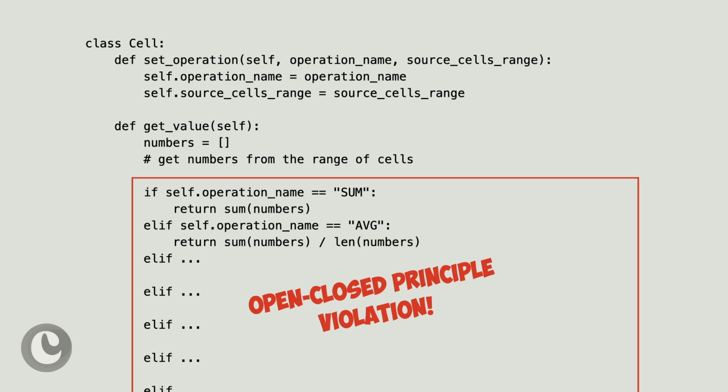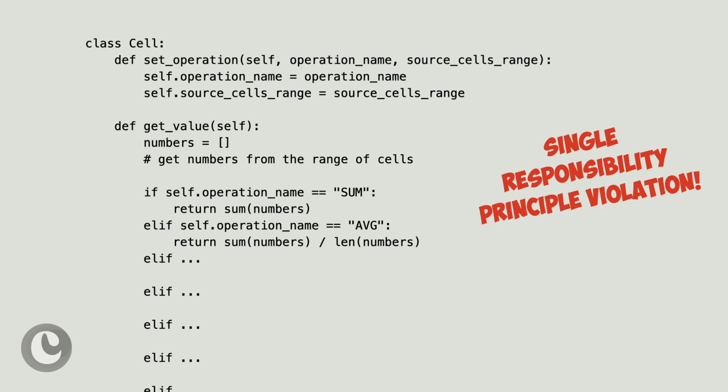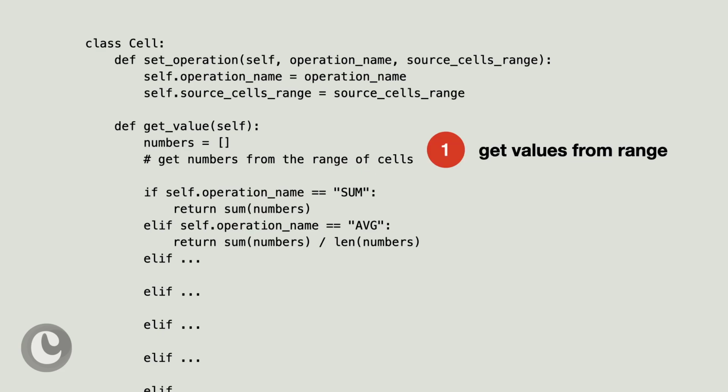And there is another design principle violated. The single responsibility principle, which says modules should be responsible for only one thing. But this function is responsible for getting values from a range and choosing and performing the operation. This function would need to be changed whenever the list of operations changes, or operations themselves, or something in the cell range logic. Changing one thing might break the other thing.